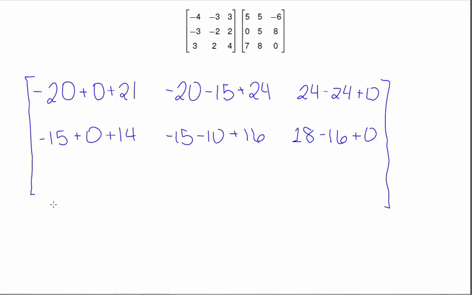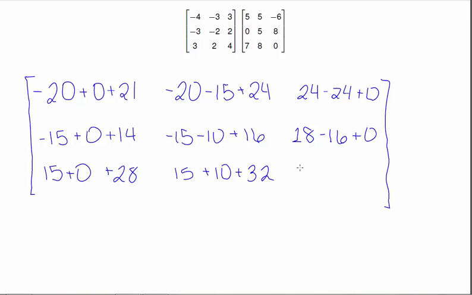And now we move on to the third row. Third row, first column. 3 times 5 is 15. 2 times 0 is 0. And 4 times 7 is 28. Third row, second column. 3 times 5 is 15. 2 times 5 is 10. And 4 times 8 is 32.